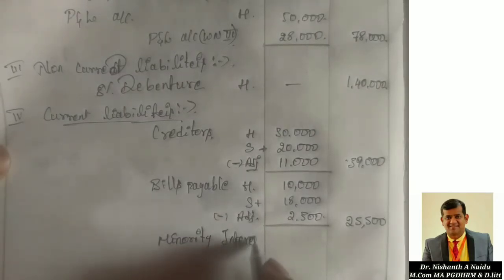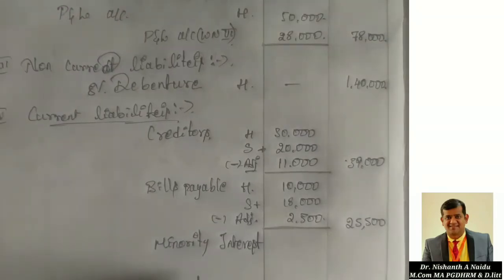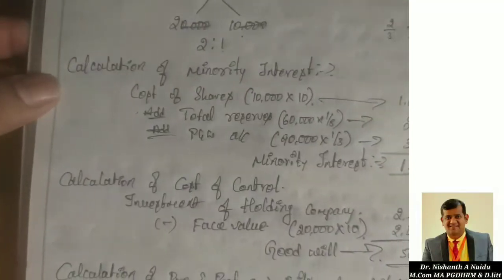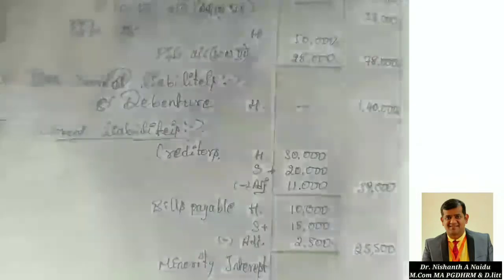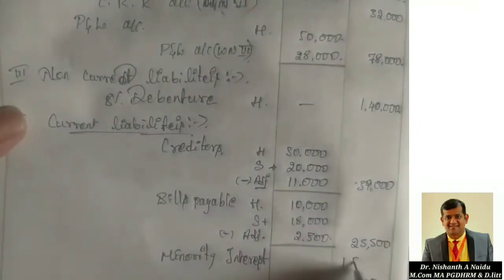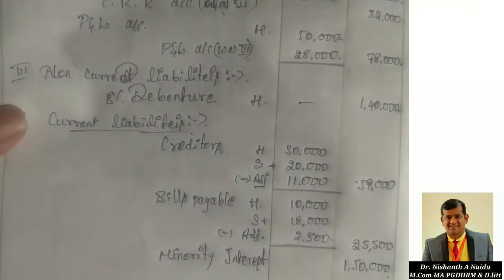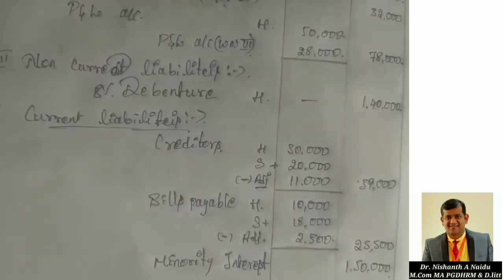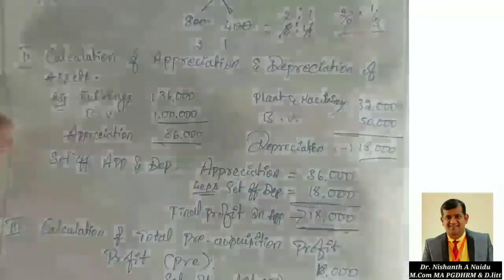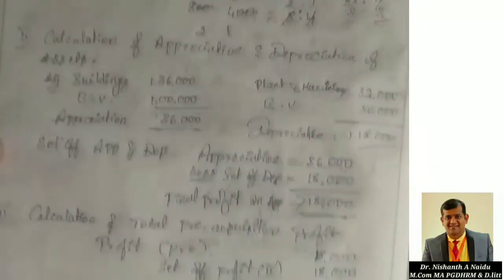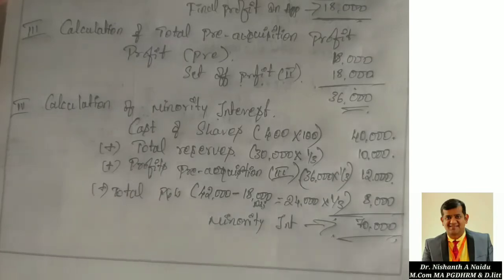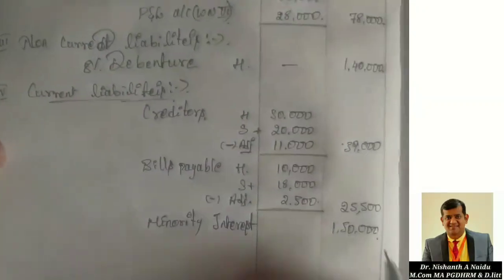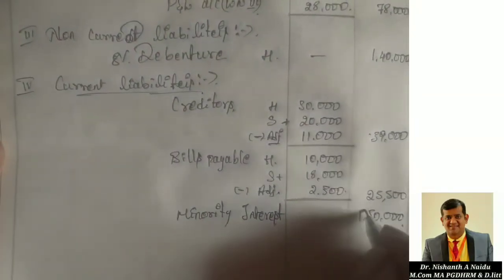Okay. So last but not the least, we have to take minority interest. How much have we done? So check out step number 2. 1,50,000 rupees. Sorry, minority interest is not 1,50,000. I think I just went through the previous problem. It is step number 4, 70,000. Minority interest is 70,000.